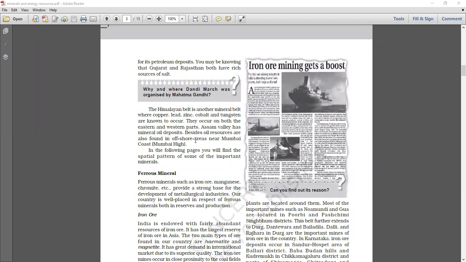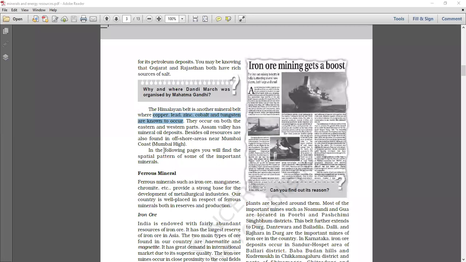Now the next thing, the northwestern part is done. The Himalayan belt is another mineral belt where copper, lead, zinc, cobalt, tungsten are found. So these are found in the Himalayan belt, Himalayan range. These all occur in the eastern and western part. Assam Valley is also very rich in what? Assam Valley is rich in mineral oil deposits. As we all know, Assam, Gujarat, and Mumbai are famous for petroleum deposits.